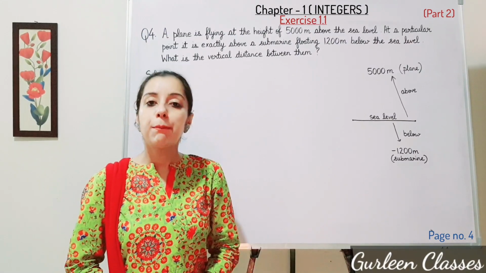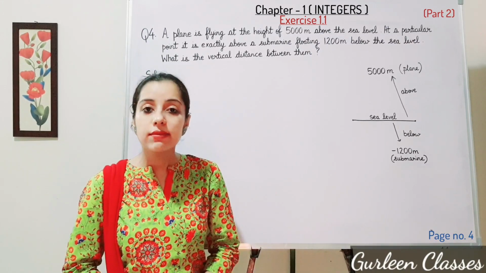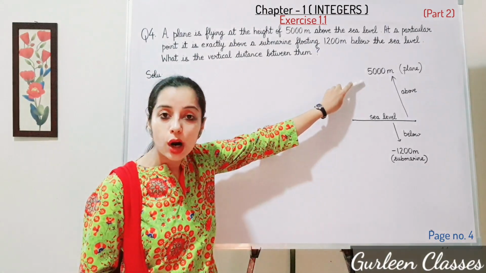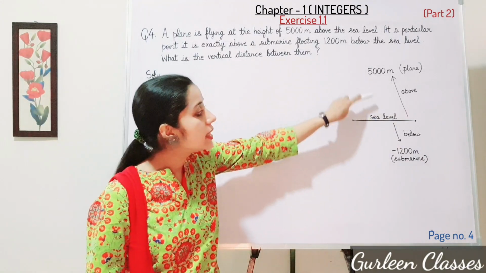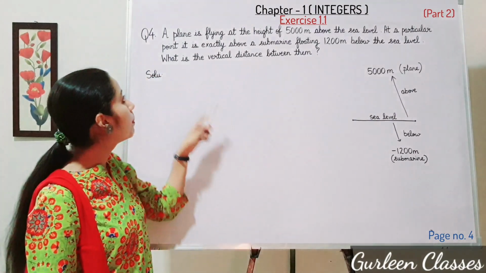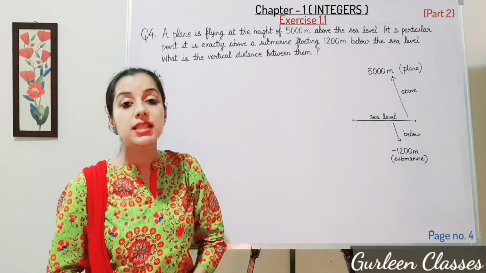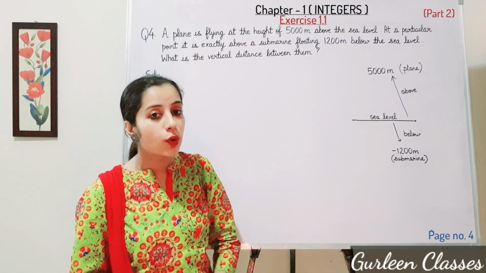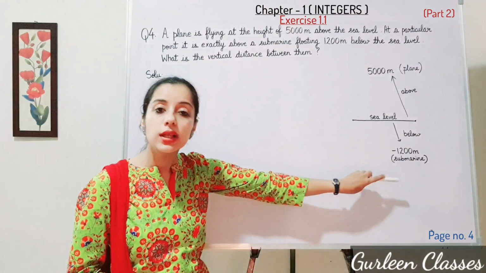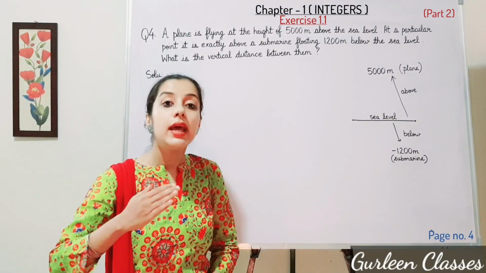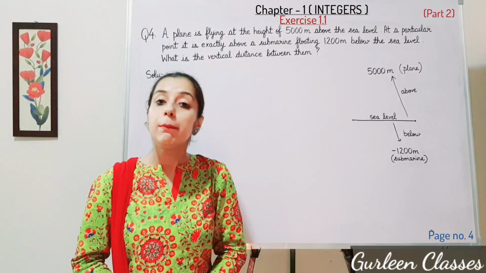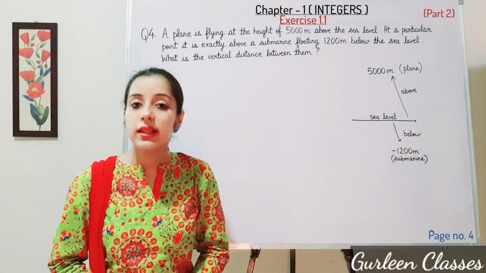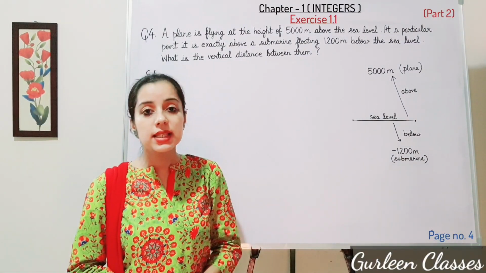Question number 4. A plane is flying at the height of 5,000 meter above the sea level. At a particular point, it is exactly above a submarine floating 1200 meter below the sea level. It is floating 1200 meter below the sea level. 0, then it will be negative integer. It will be minus 1200 meter as it is below the sea level. Now, what is the vertical distance between them? We have to find out vertical distance between them.